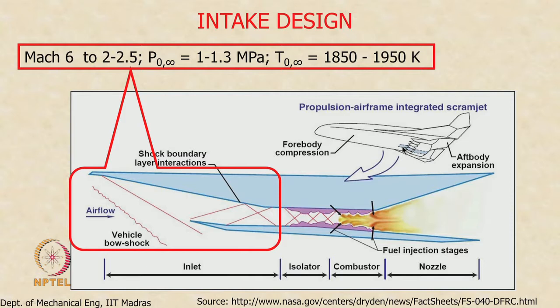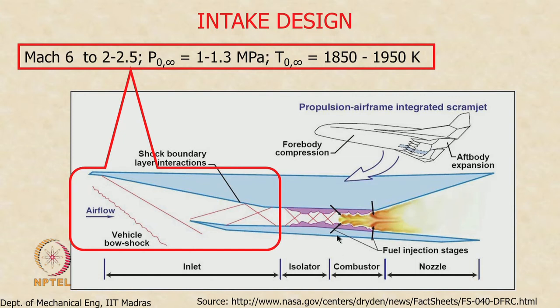Okay? So, a cross-sectional view of this flow path that is shown here looks like this. So, you can see the forebody and the compression of the free stream in the forebody, and then internal compression here through reflected shocks and also passages. And then you have a combustor where fuel is injected, combustion and heat release takes place, and then you have expansion against the aft body.